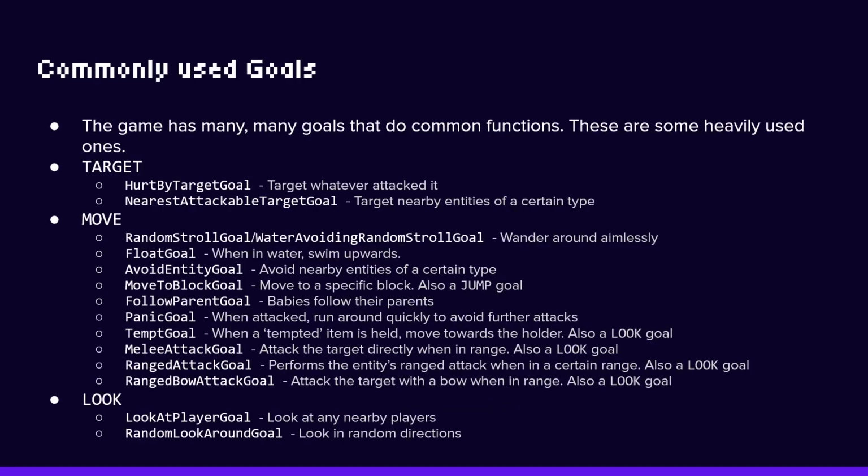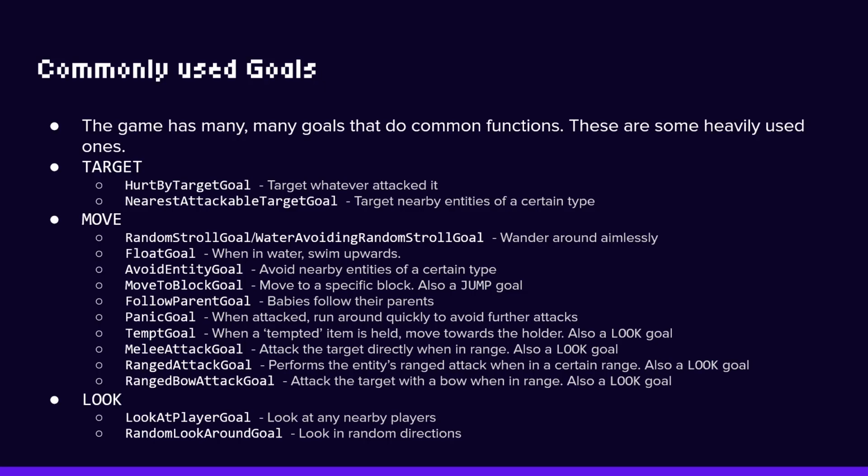So here are some common goals. There's already goals to do a lot of very common things in Minecraft, so you don't usually have to make any unless you're doing some cool, complicated stuff. So for targeting, you have the hurt by target goal, which attacks whatever attacked you. Nearest attackable target goal, which is what most things use, like zombies, look for players and villagers. You have the move types, which we have random stroll and water avoiding random stroll. Those are the wandering goals.